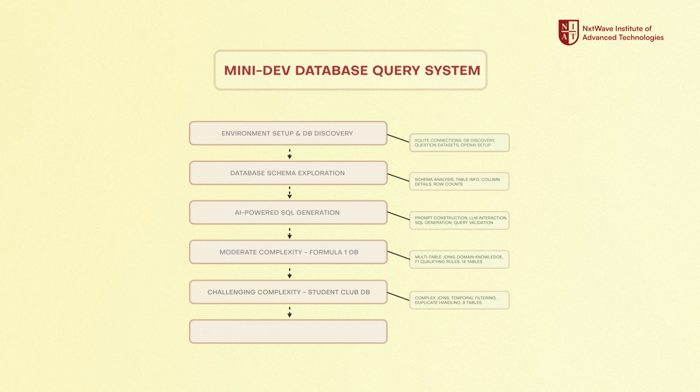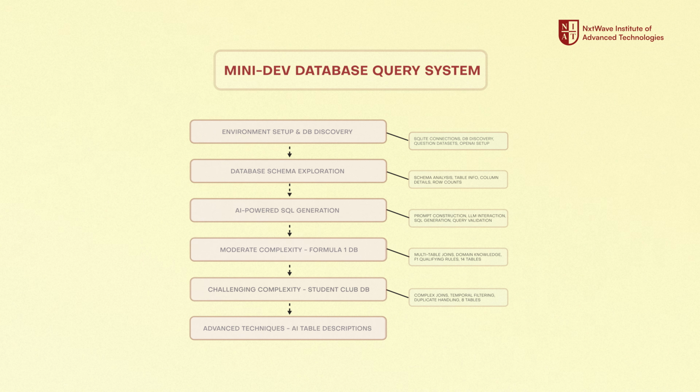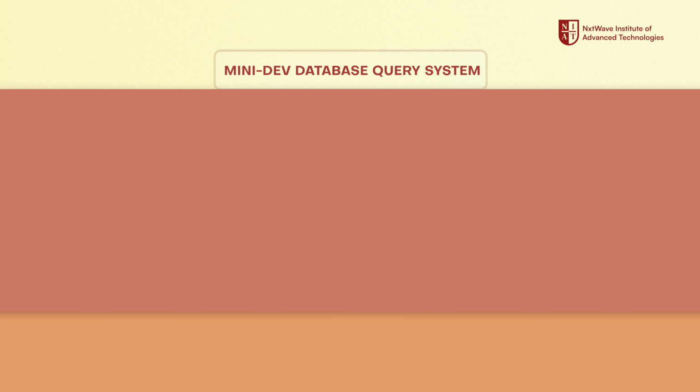Finally, we'll move towards the advanced techniques that are required in order to solve the challenging complexity question. Here, we'll use the AI table descriptions. These will be AI-generated descriptions, which will include the semantic understanding and meta-AI approach. We've gone through the code flow. Let's go and actually implement it in our Jupyter notebook this time.